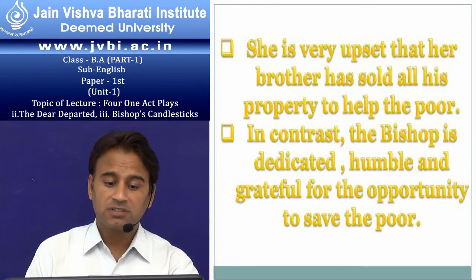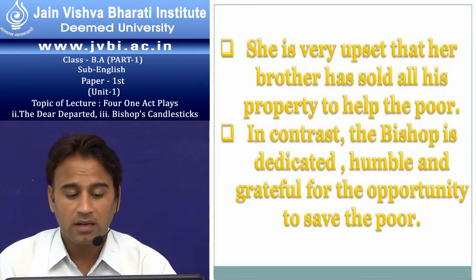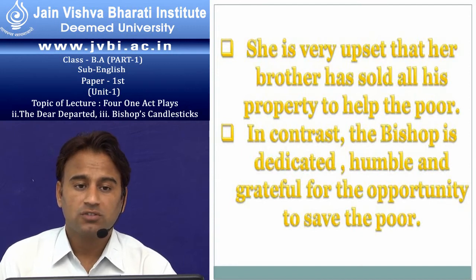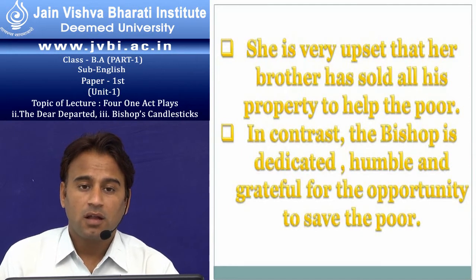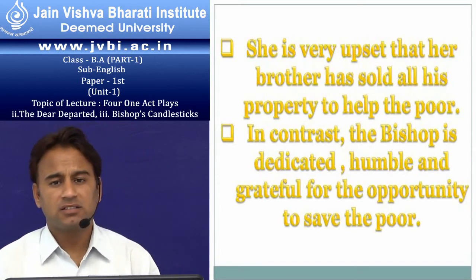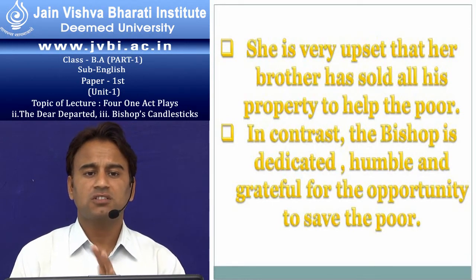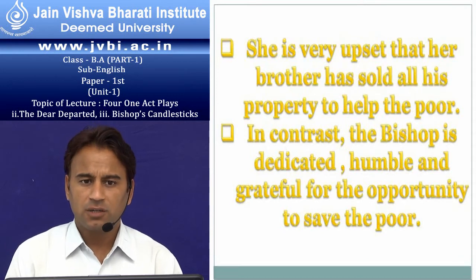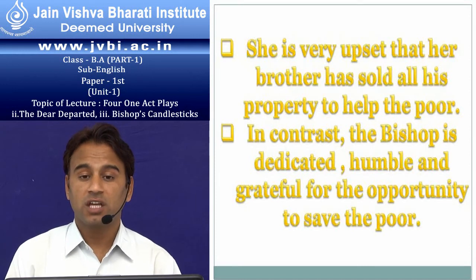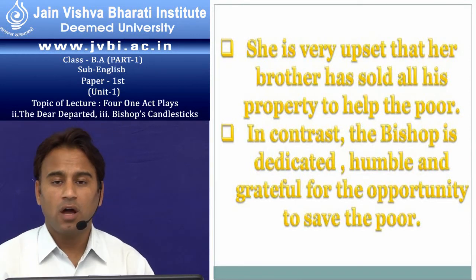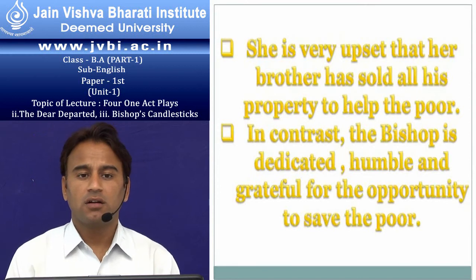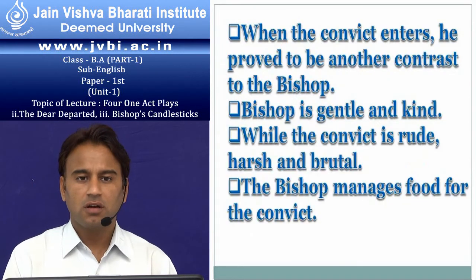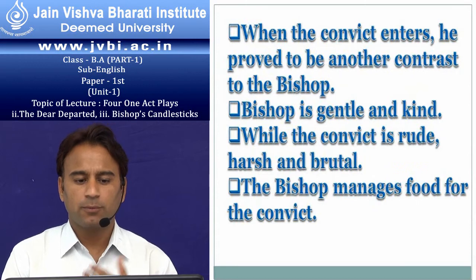In contrast, the bishop is dedicated and humble and grateful for the opportunity to save the poor. These lines show that the bishop's and his sister's characters are just contrast to each other. His sister wants the property for herself and his brother. And the bishop, who was very humble and dedicated and very grateful for the opportunity to save the poor people, always looks for the opportunity or occasion to help the poor, to save the poor.